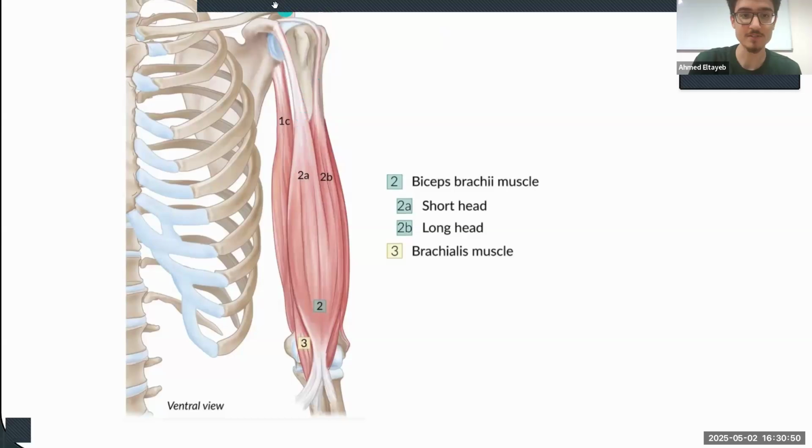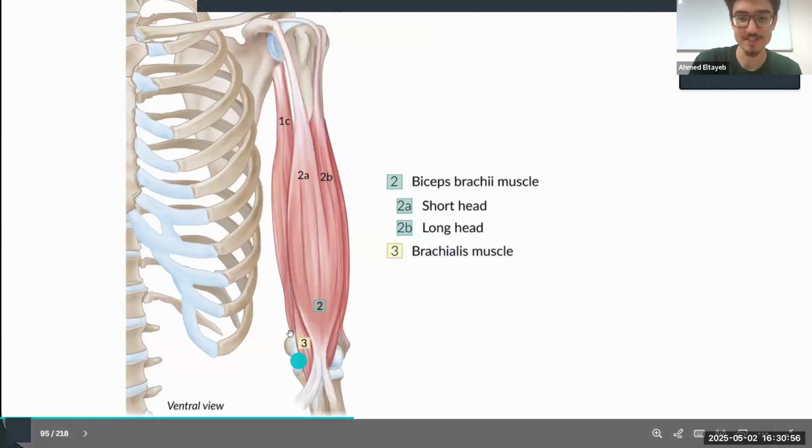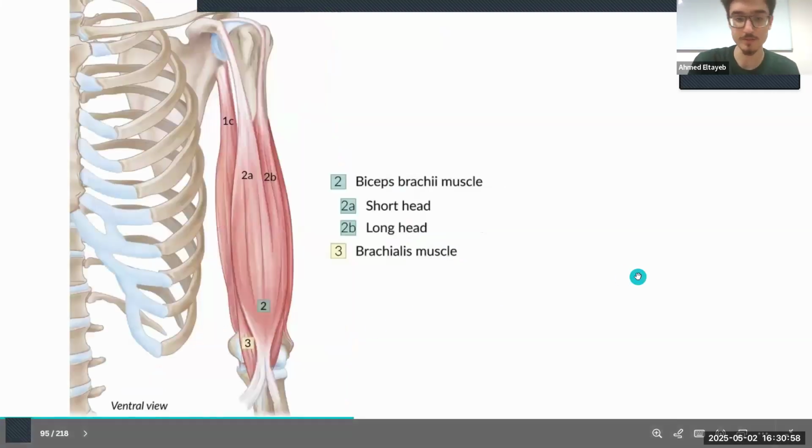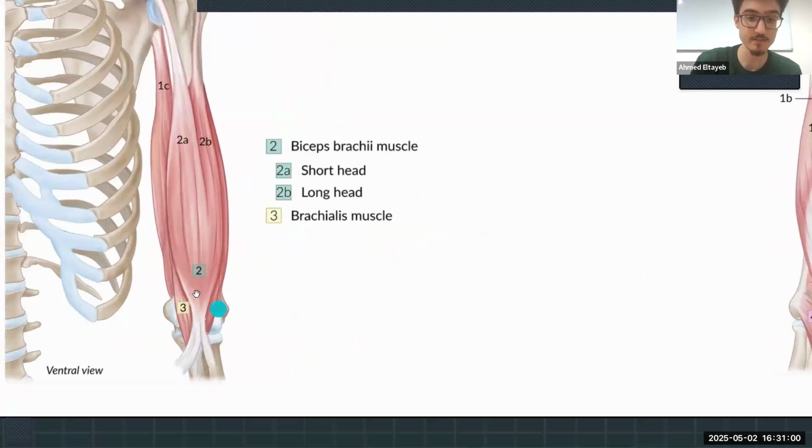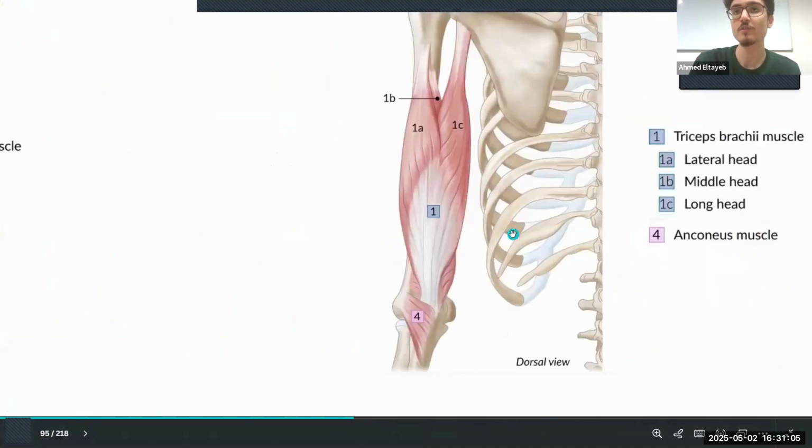You can see one connecting to the coracoid and the other is going through the whatever Ahmed said. And you can clearly see the brachialis muscle, which is a bit deeper. And you can even see the tendon, which is going with the cubital fossa over here, so I was right.